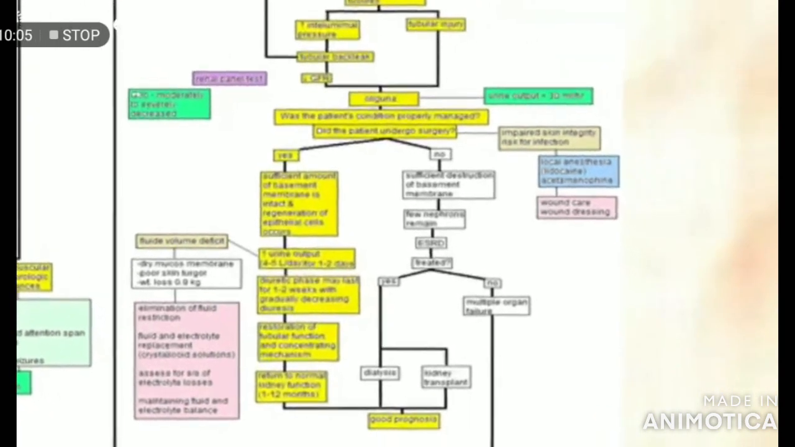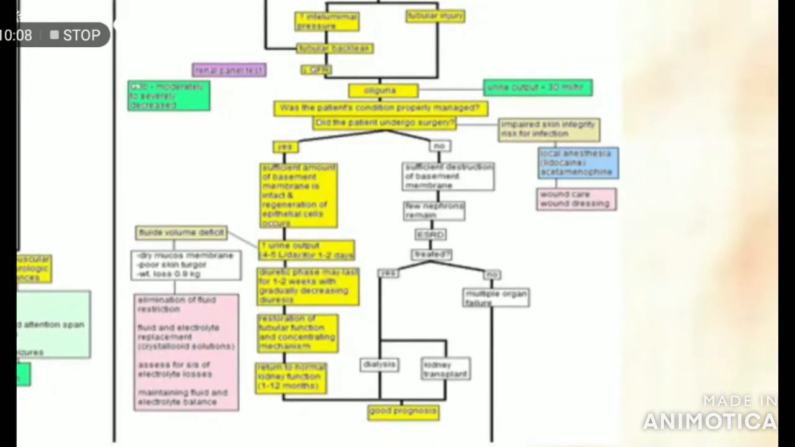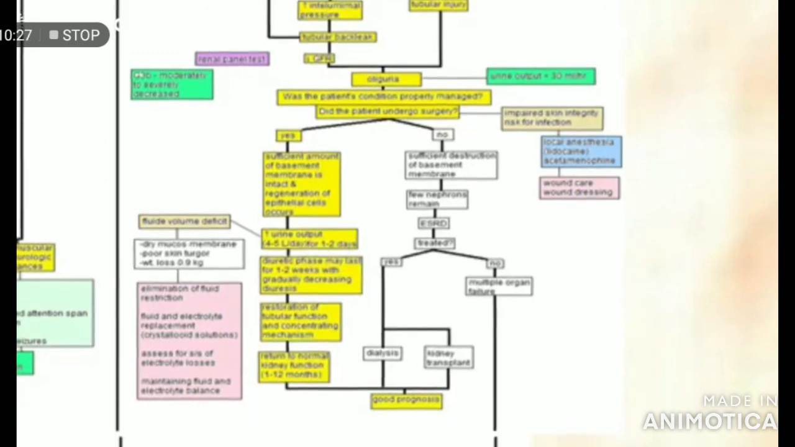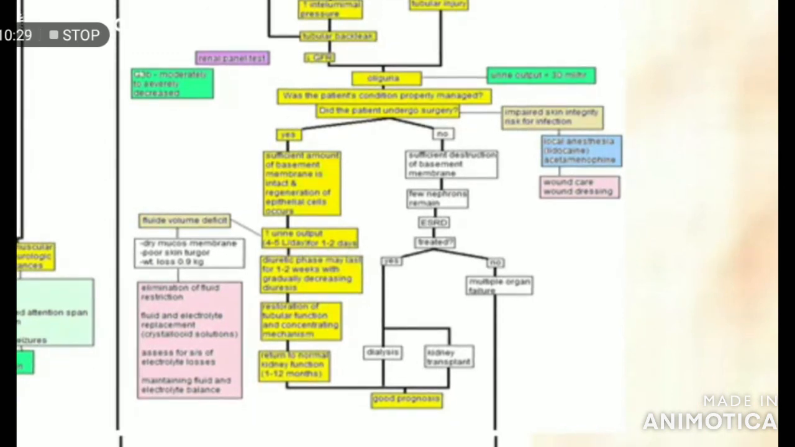So if the patient didn't undergo surgery or the condition wasn't managed well, there would be a sufficient destruction of basement membrane. Then this will result to a few nephrons remaining. This will result to end-stage renal disease or ESRD. I mean, if ESRD, is it treated or no? So if yes, we have dialysis and kidney transplant. So this will result to good prognosis.